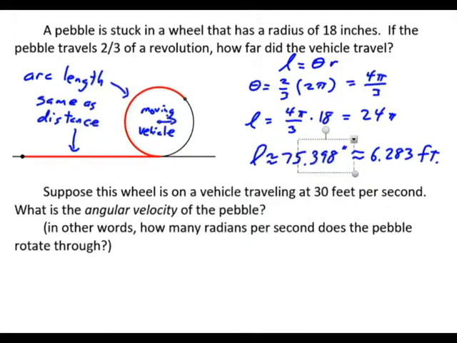Here's another possible application. Speed. If this vehicle is traveling 30 feet per second, we might care about the angular velocity of the pebble. So, what that really means is how quickly is the angle changing? How many radians per second are we rotating through? So, to figure that out, we isolate our time that we're considering to 1 second. In 1 second, we travel 30 feet.